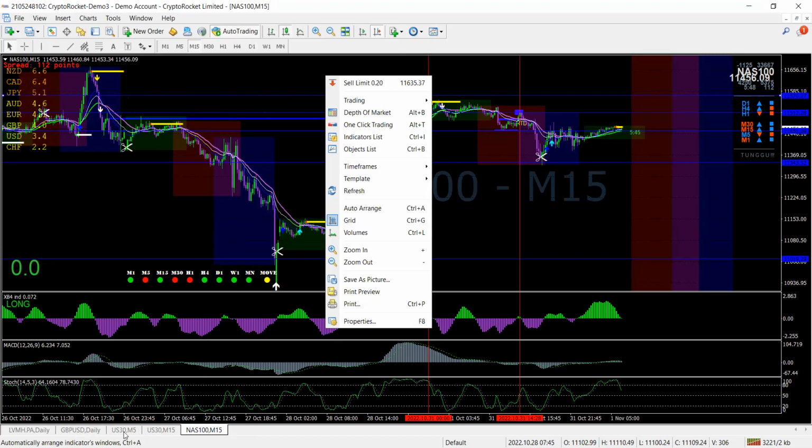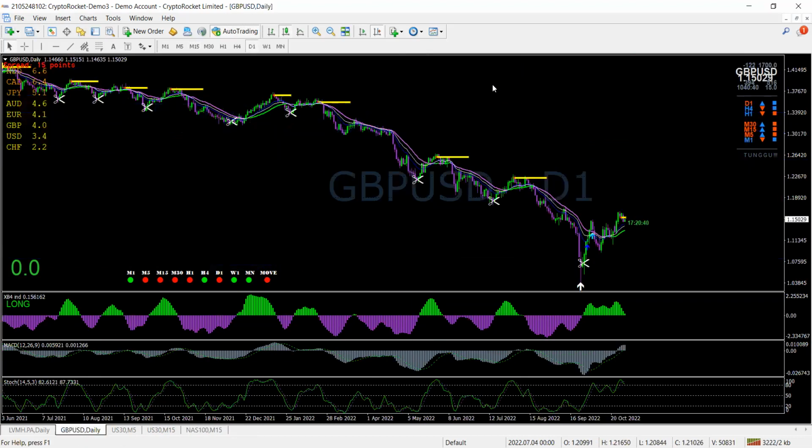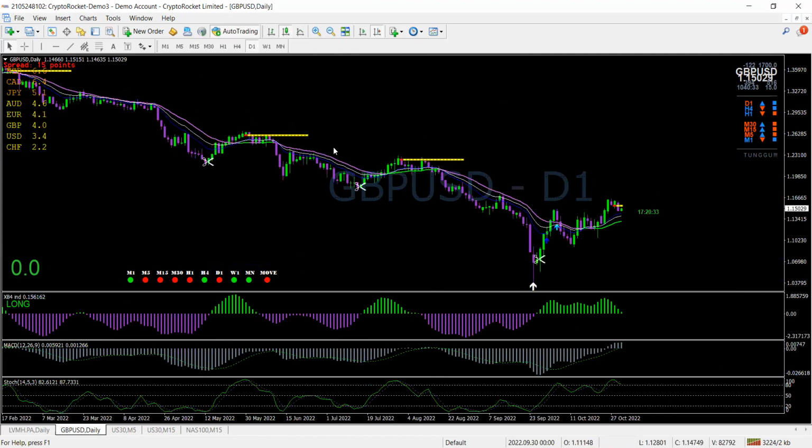Let's do one more. Let's look at GBP USD. I don't trade this, but we'll do it on here. All right. This is the daily candle. Daily time frame, excuse me. And we'll do it this way.